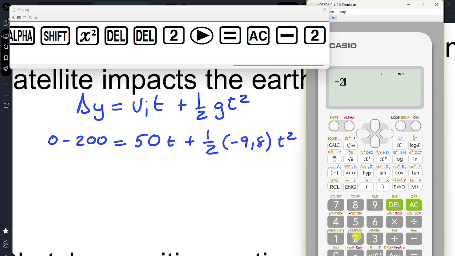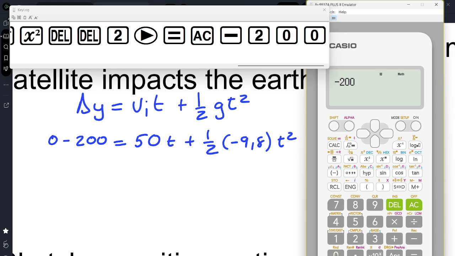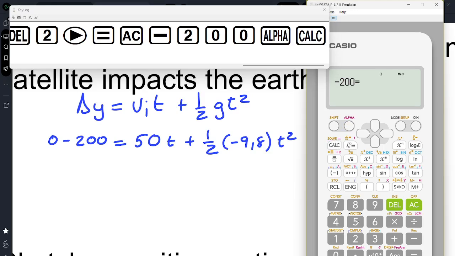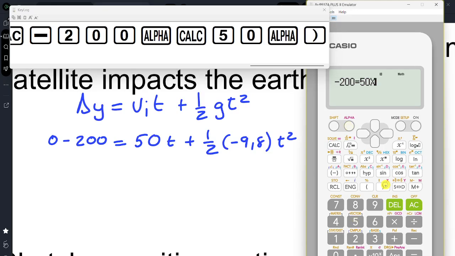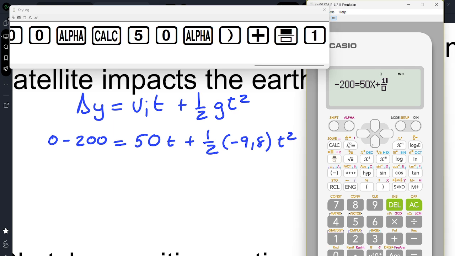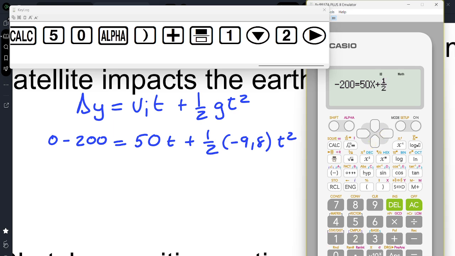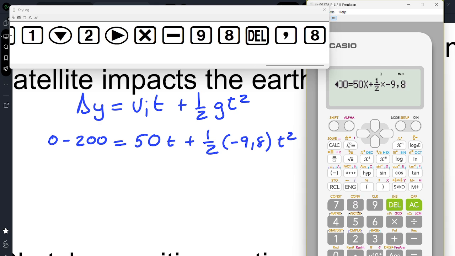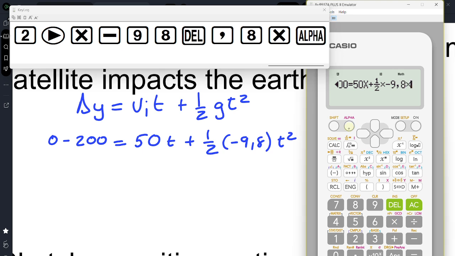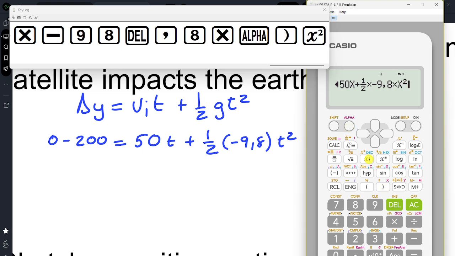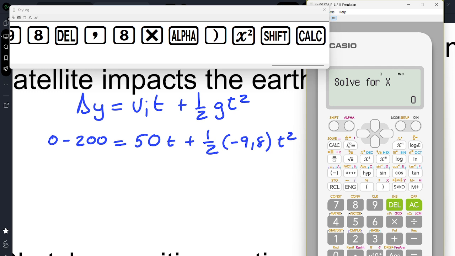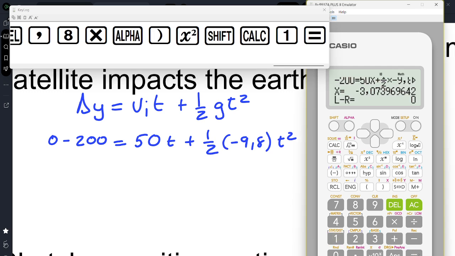Pop it in again, negative 200. Alpha equals 50x plus half times negative 8 times x squared. Then press shift solve. Solve for x. Let's just start it at 1.